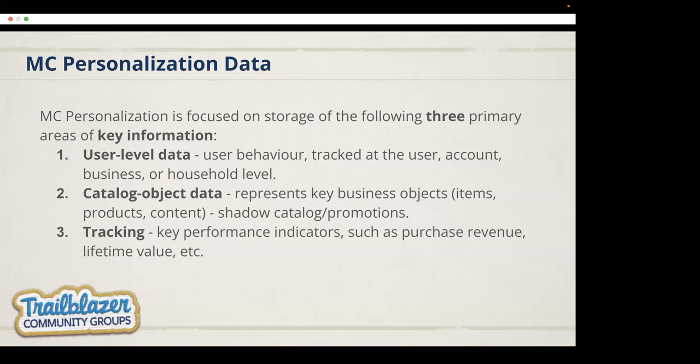And here I put key performance indicators, let's say lifetime value or purchase revenue and other available metrics in the system. And this helps us to not only report on the performance, but also export such information and review it somewhere else if needed, or include it in overall campaign performance if there are some other systems used for this. So it's user data, it's catalog object data, and it's tracking.